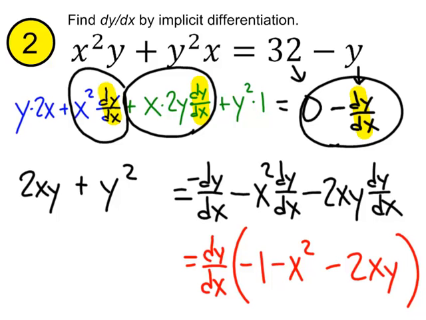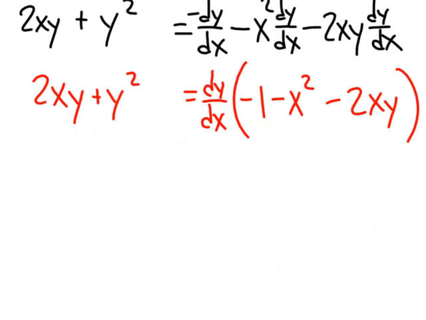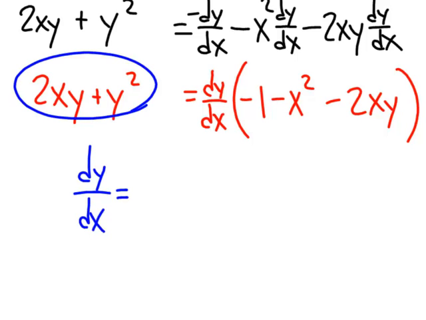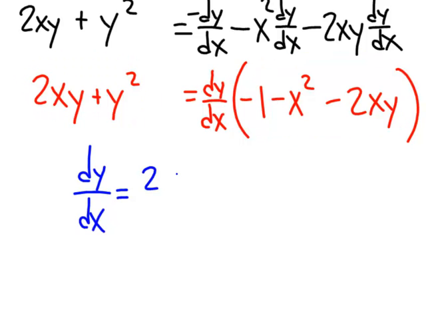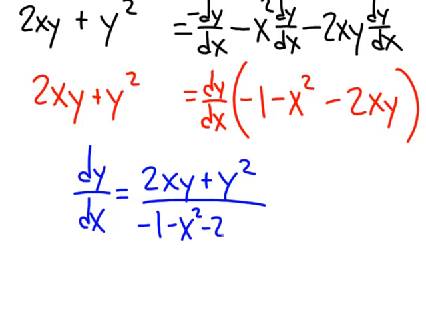And on the left side, I'm not going to do anything. We'll just keep that as 2xy plus y squared. And finally, as my last step here, I can get dy over dx by itself by just dividing this whole expression over to the left side. So I'm going to divide it over, and I'm also going to put the dy over dx first. So dy over dx equals this left side divided by this. So 2xy plus y squared all over -1 minus x squared minus 2xy.